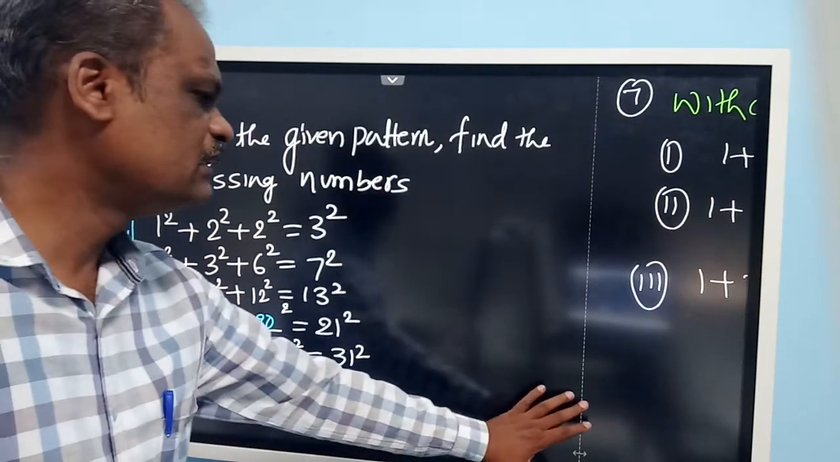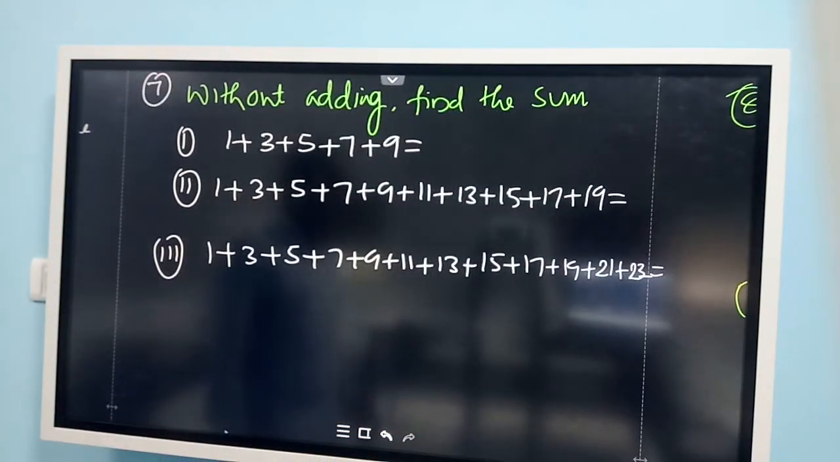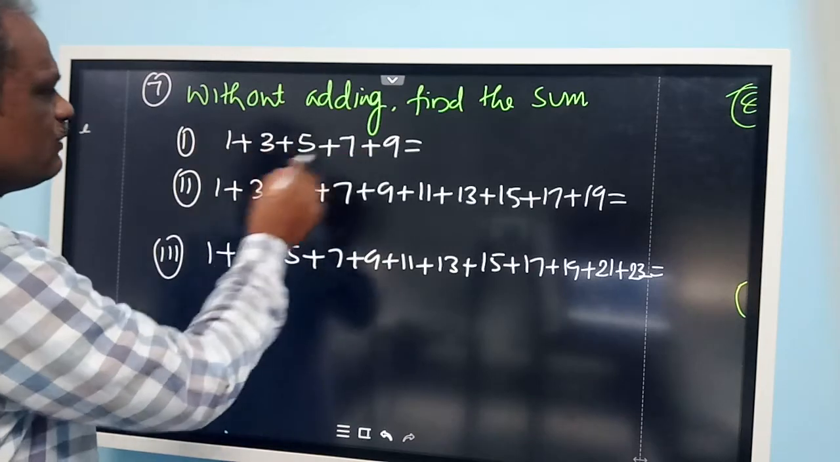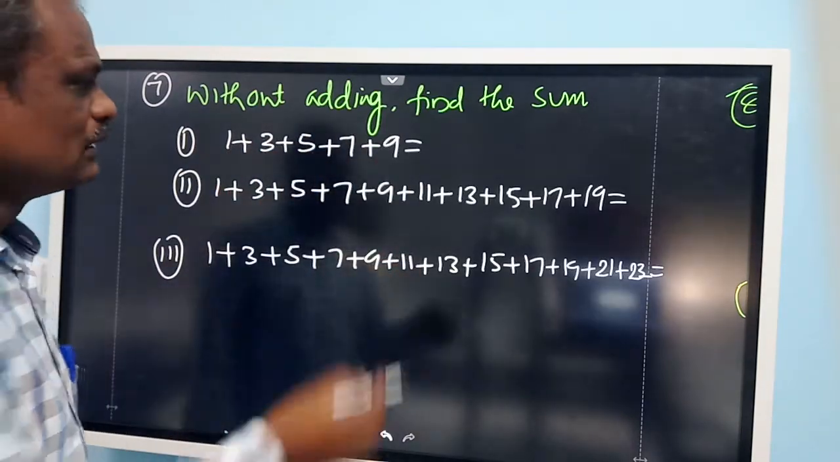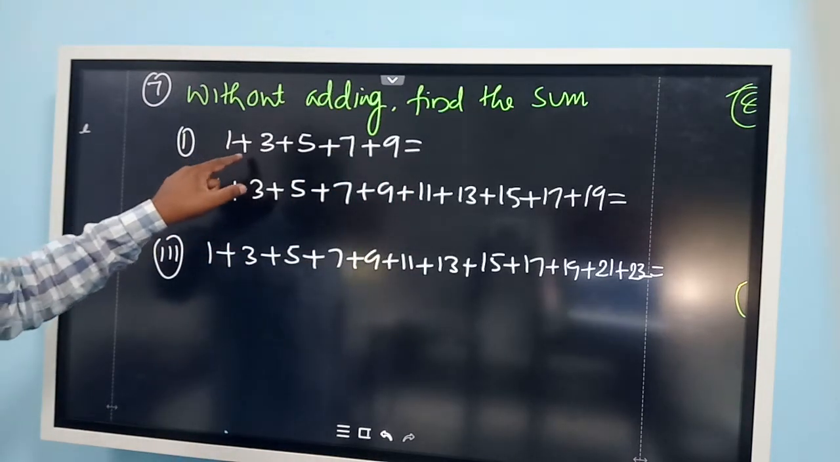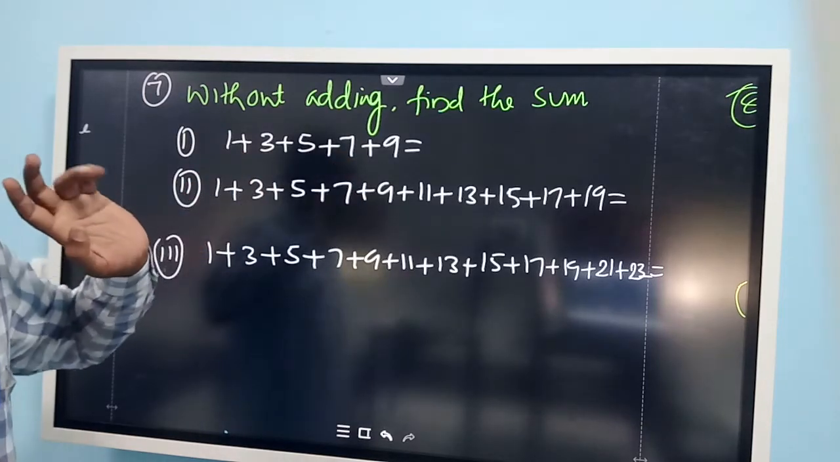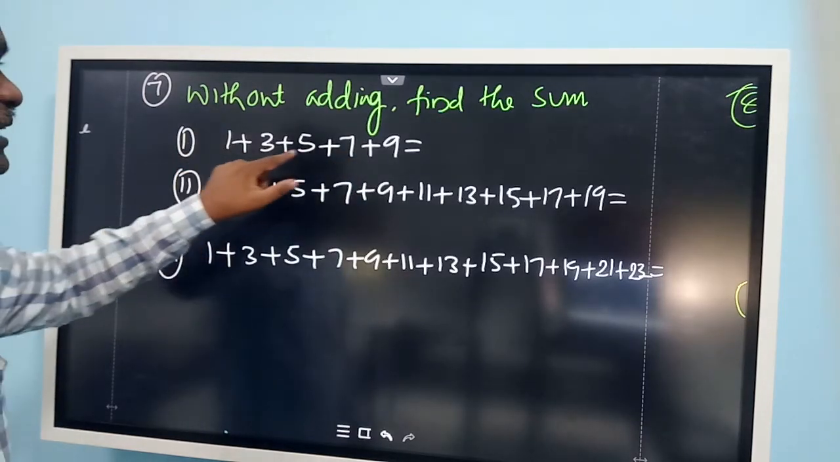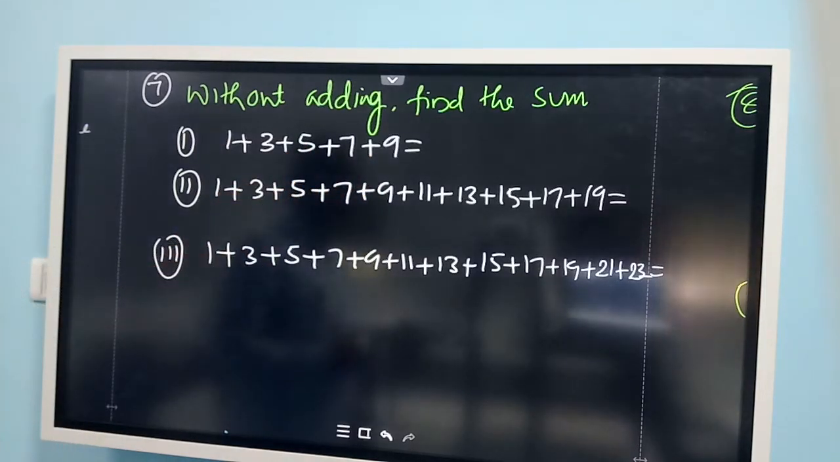And let's go to question number 7. Without adding, find the sum. You need not add 1 plus 3, 4, 4 plus 5, 9 like that. You should not add, just find out the sum. Observe this one. It is the sum of first 5 odd numbers. You know that the sum of the first odd numbers always gives you a square number.